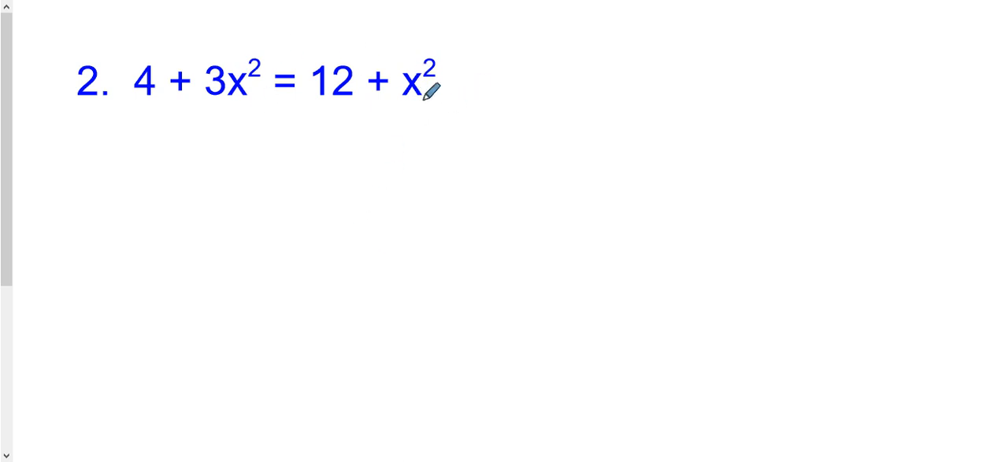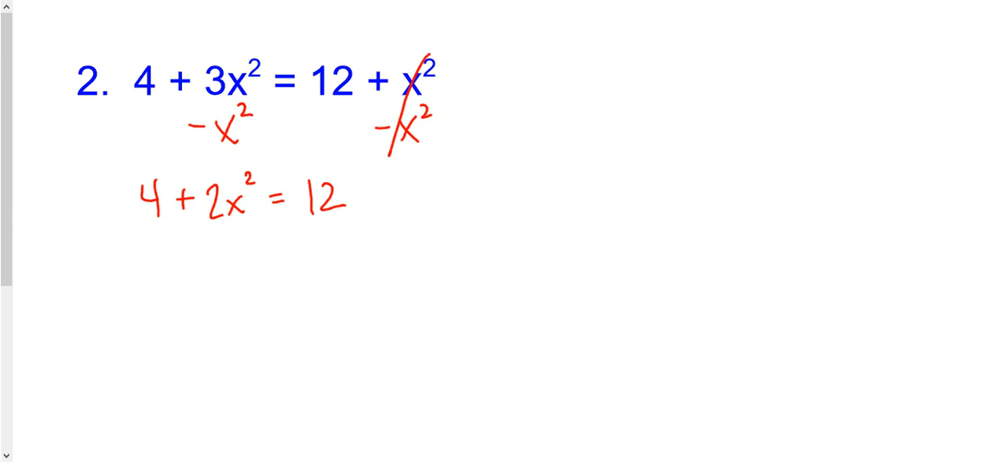Now, I'm in the habit of moving things so that x squared stays positive just because I don't like dividing by negative numbers. It doesn't matter what order you move in. You can combine pieces in any order that you would like, but I'm going to subtract this x squared over to this side. My 4 didn't change. 3x squared minus 1x squared is 2x squared. My 12 didn't change, and my positive and negative x squareds canceled out.